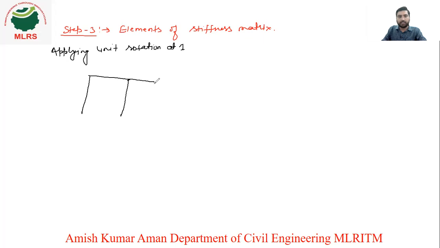This is your frame. This is fixed, this is also fixed. This is your first coordinate, this is your second coordinate, and this is your third coordinate, that is A, B, C, D, E. Now what we will do, see at one point, the first coordinate, if you are giving the unit rotation, this is a joint which is connected to two members, that is BC and BA. So obviously the deflection will be on both members, BC member as well as BA member.